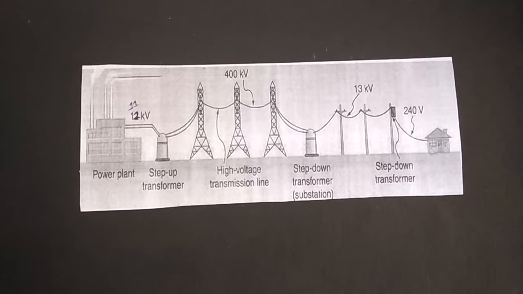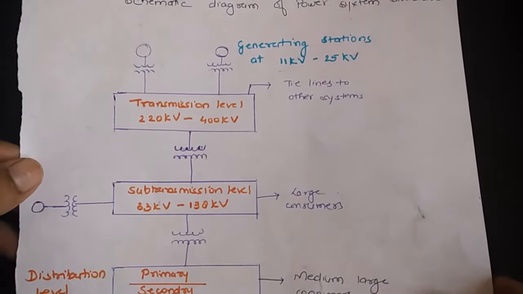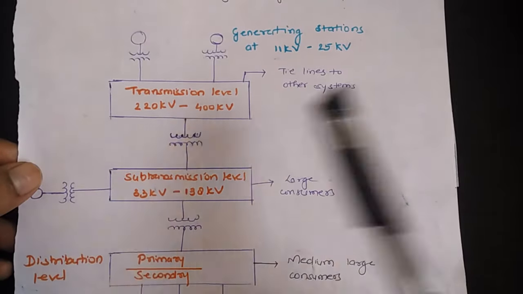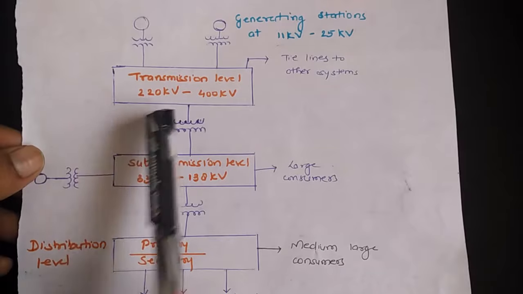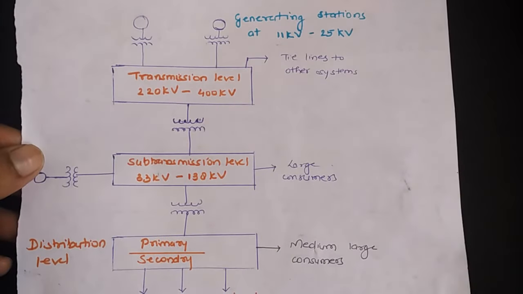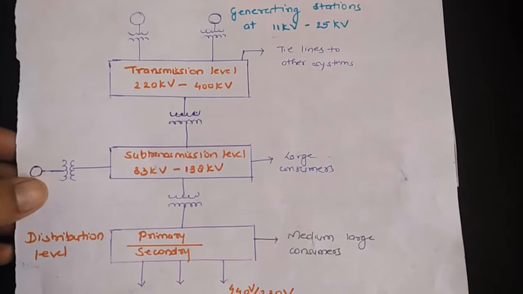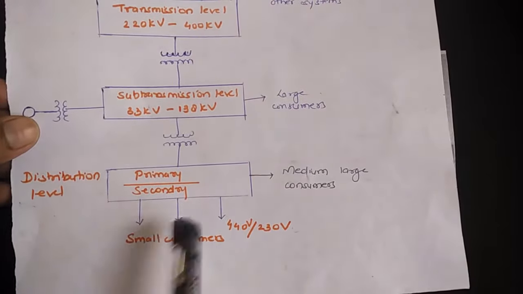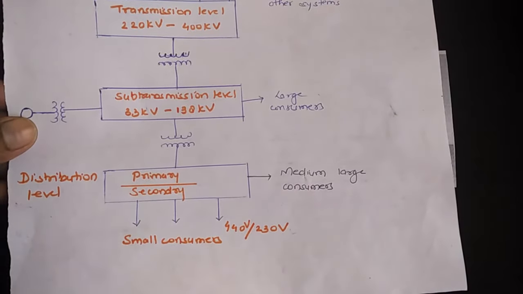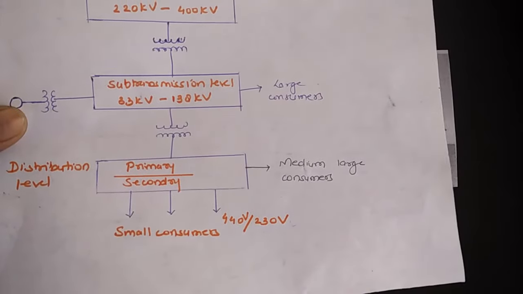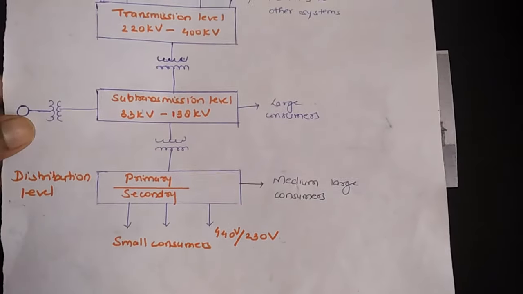Okay. Here in this diagram, you can see the schematic diagram of the power system structure. This is your transmission level. You can see the power is between 220 kilovolts to 400 kilovolts. Then is your sub transmission level between 33 kilovolts to 130 kilovolts, and then are your primary and secondary levels, which means the medium and large consumers, who consume power at 440 volts to 230 volts accordingly. Then I'm showing you the principle.